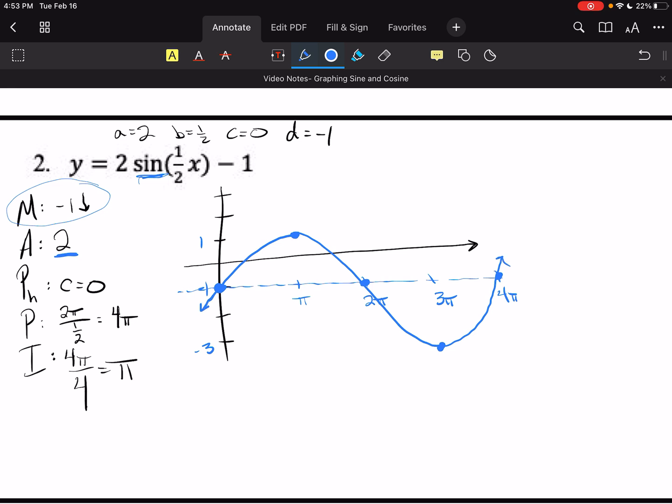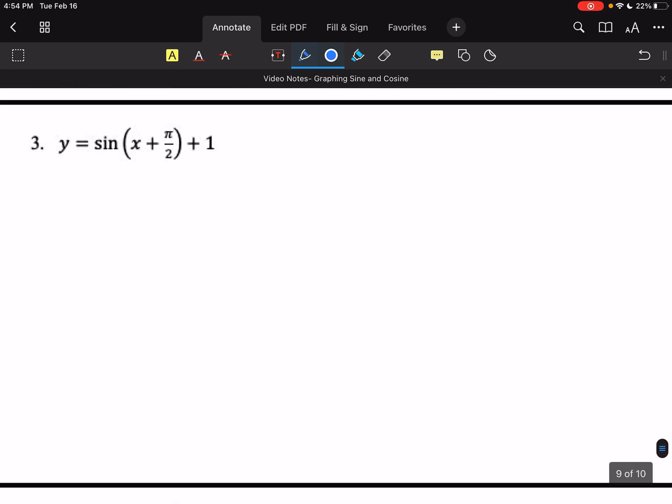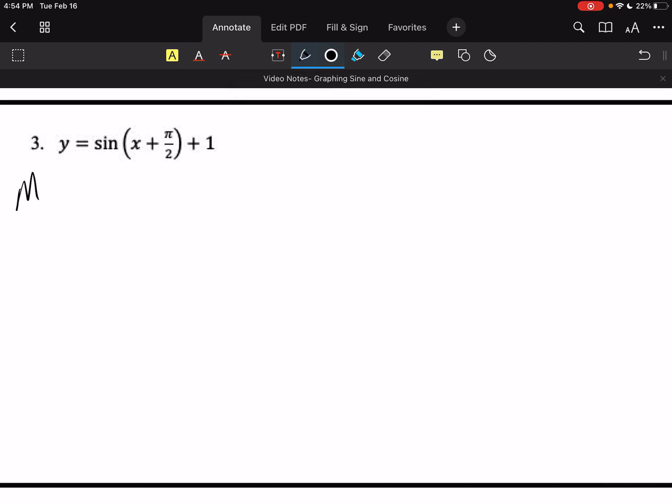I always like to include little arrows just to remind us that it does continue, right? It keeps going. Got 2 more graphs. Look at a few more little things here. So, next one.